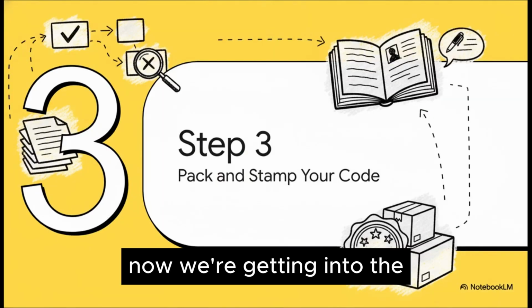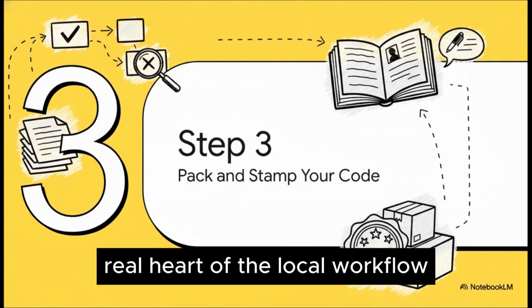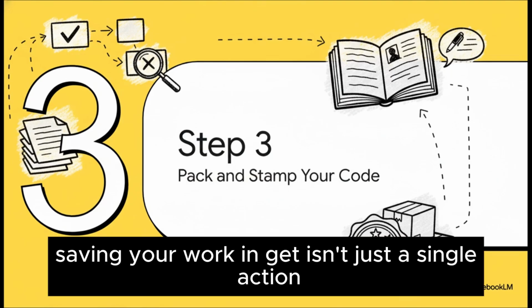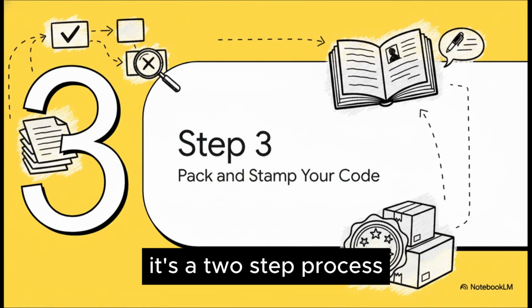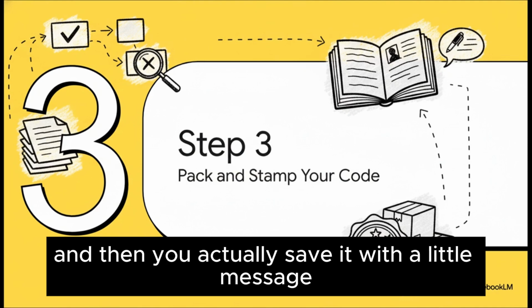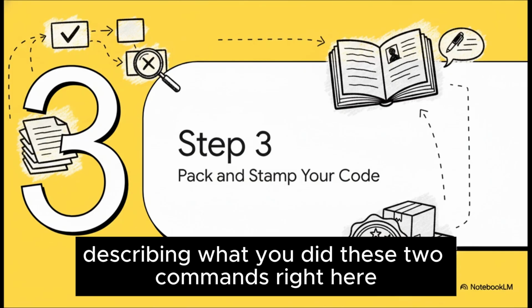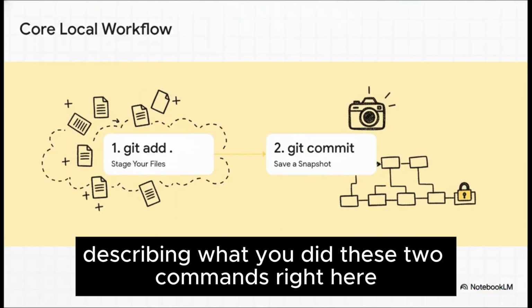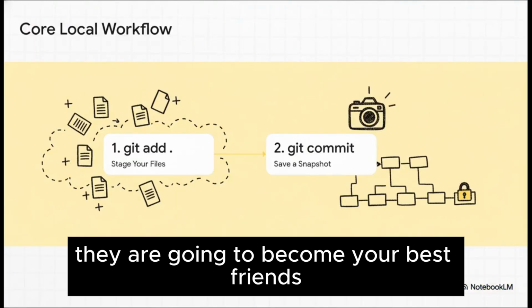Okay, now we're getting into the real heart of the local workflow. Saving your work in Git isn't just a single action, it's a two-step process. First, you have to choose what you want to save, and then you actually save it with a little message describing what you did. These two commands right here, they are going to become your best friends.